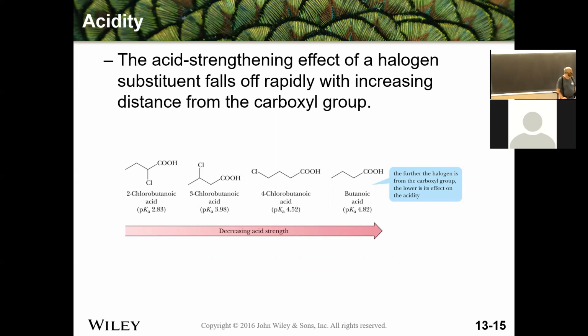And then, I'm going to start over here on the left, 2-chlorobutanoic acid, 2.83. Again, just like with the acetic acid, that's about a 100-fold increase in acidity. But as the chlorine gets farther away, it has less of an effect. And by the time that chlorine is out here on the 4th carbon, there's very little effect.